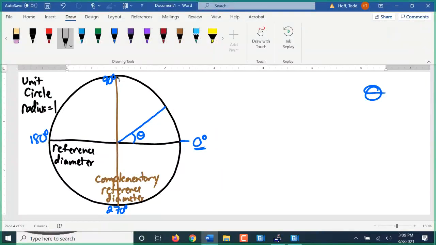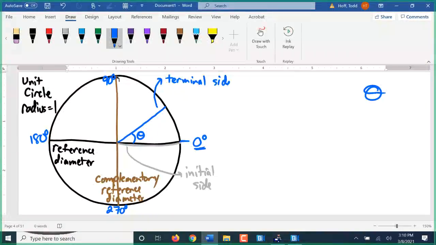This side down here at 0 degrees is referred to as the initial side, because that's where all angles start from, right? At 0 degrees. And they rotate to where they end. This side here in blue is referred to as the terminal side, because that's where it ends. If it rotates that many degrees, that's where it ends up. Where that terminal side hits our circle, that point out there is uniquely defined by that angle.